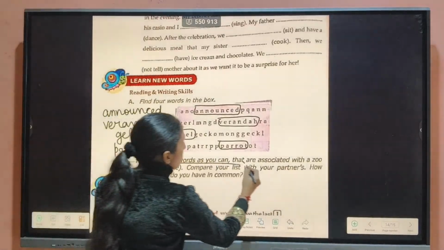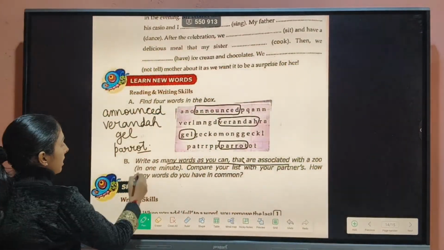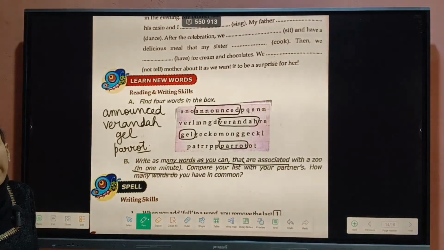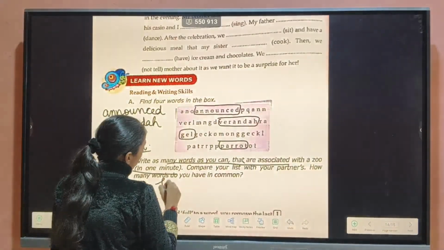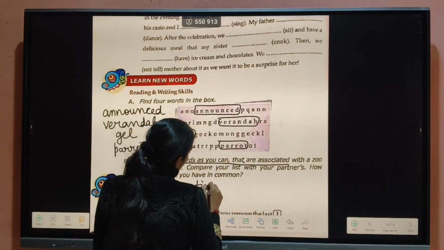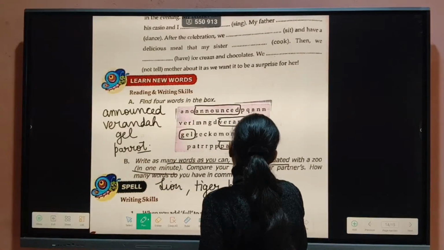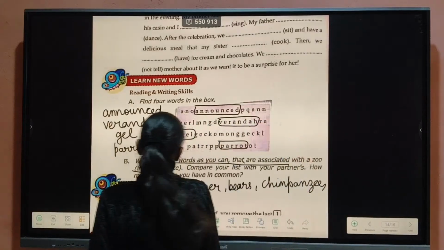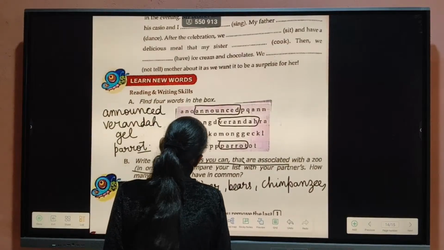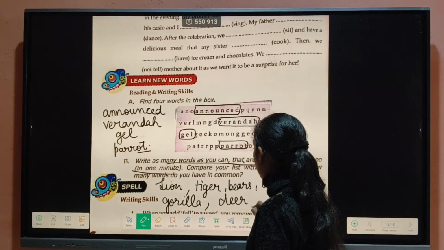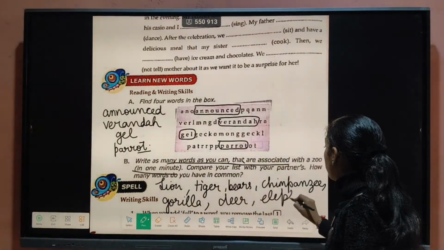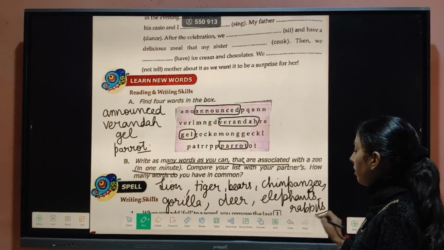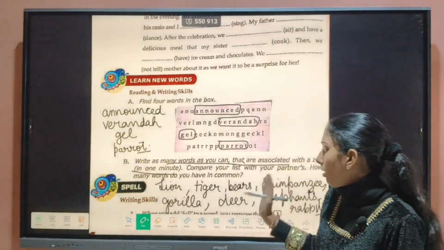Write as many words as you can that are associated with zoo in 1 minute. Okay, and then compare your list with your partner's list. Like you can write the animals' names which were there. Lion is there, tiger is there, bears are there, chimpanzees are there, gorillas are there. Okay, deer, elephants, rabbits, a lot of animals are there. Names of a few birds also you can write according to you. Okay.